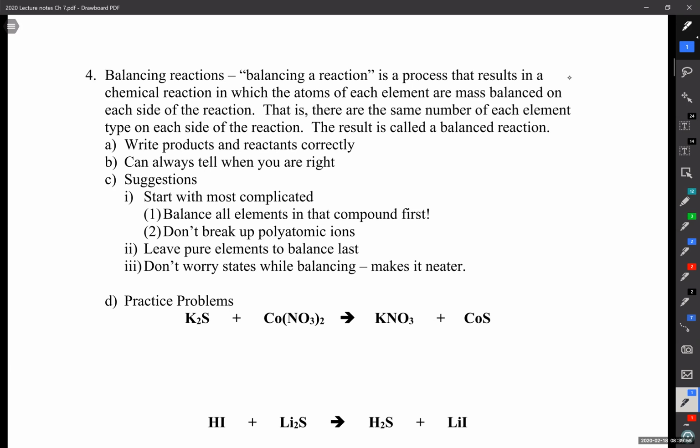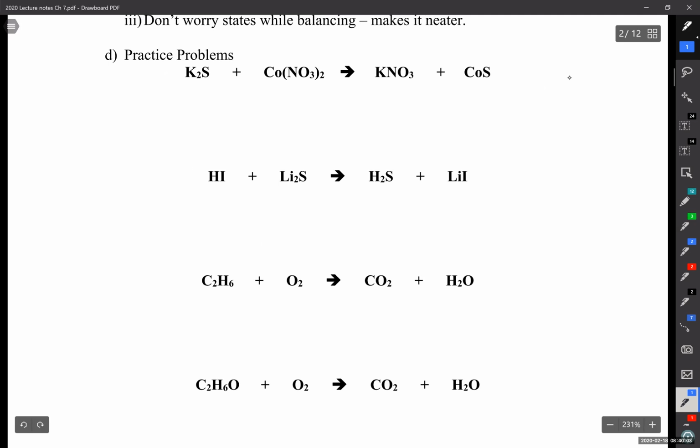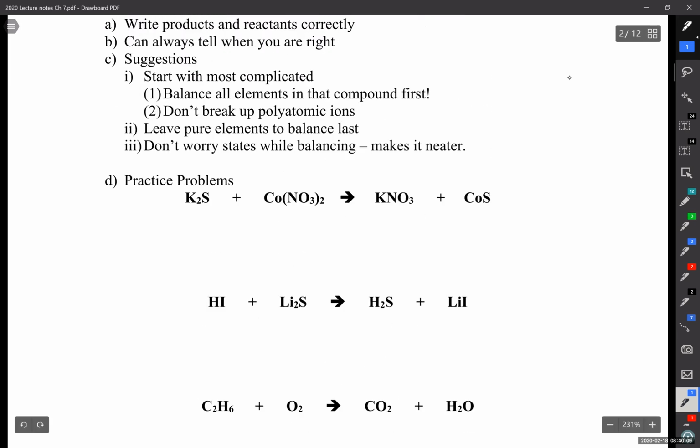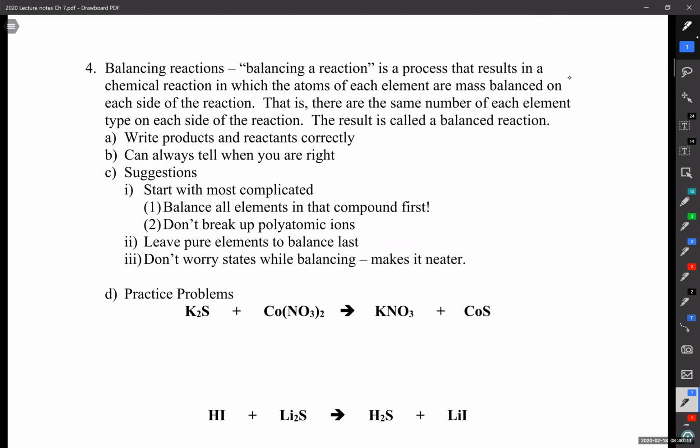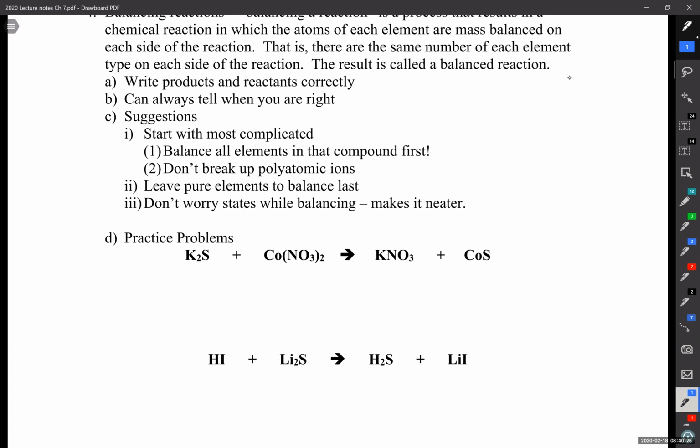So some suggestions, right? You're going to get the questions. Sometimes I will give it to you like this. You don't have to write anything as far as formulas go. They're already written for you, okay? So write the products and reactants correctly. This is the thing that you always fall back on, because when you get a name and you write the formula, if you can't balance it, you probably wrote the formula wrong. You have to double check it. The other nice thing is you can always tell when you're right because you just add everything up on each side and make sure it comes out. And there's only one way to balance most reactions, okay?